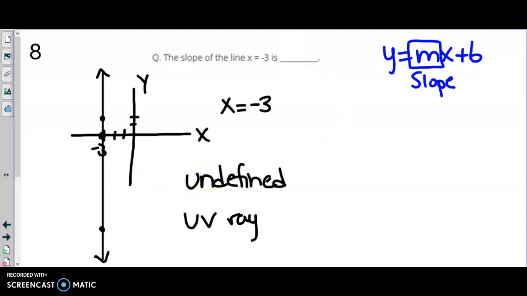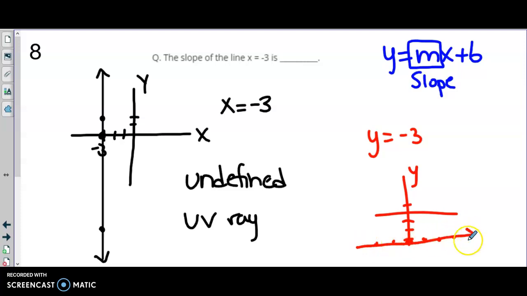If you had seen an equation, this is just extra, if you had seen an equation that said y equals -3, that means every single place, no matter what the x value is, the y has to equal -3. So if you had seen one of these, then that's a horizontal line and that has no slope or 0 slope. So those are what those two special cases look like.